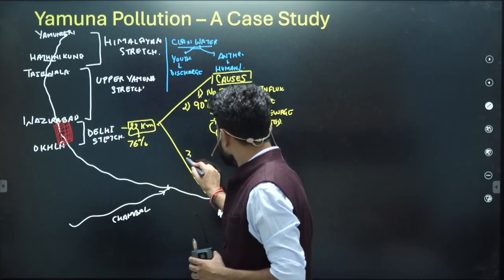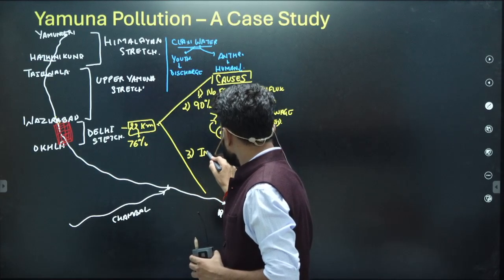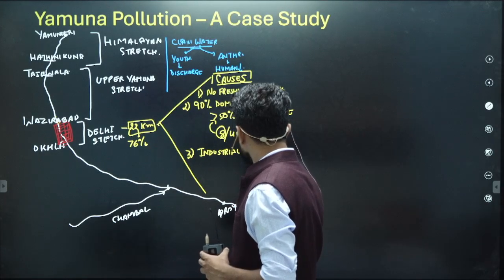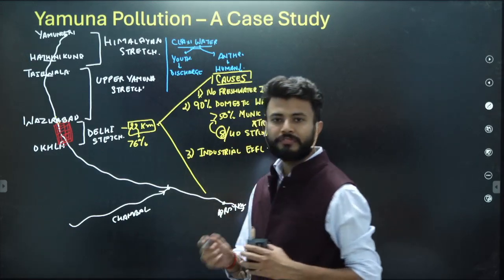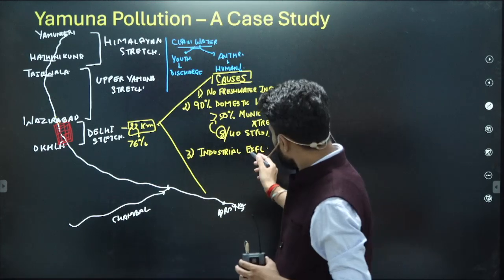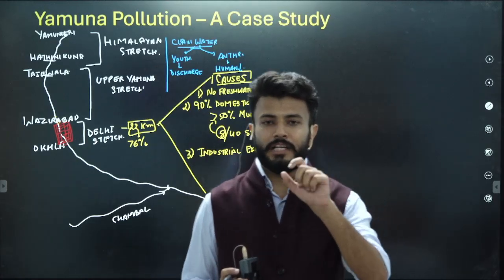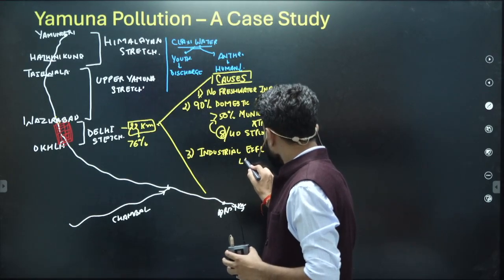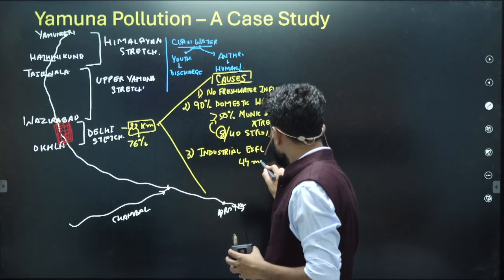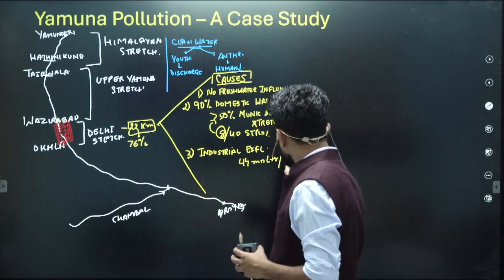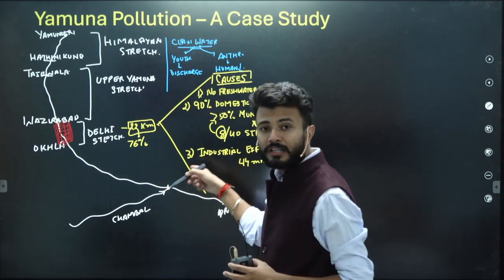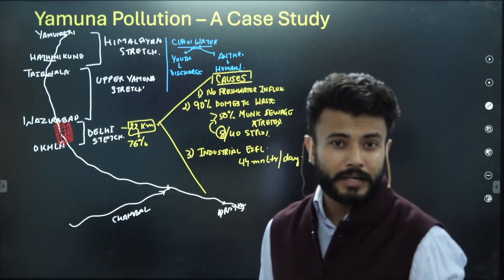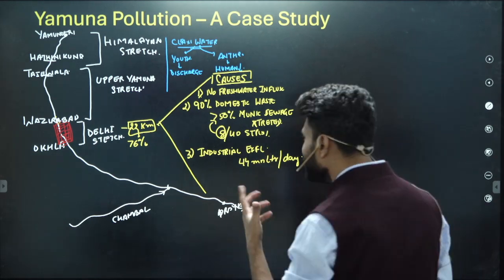The third responsible factor is the industrial effluents. Now we know that the Delhi region is one of the major industrial regions of India. Okay, so the report says that when we talk about industrial effluents, the data says around 44 million liters per day of industrial effluents is going into Yamuna. 44 million liters per day. Just imagine the severity and intensity of the problem.